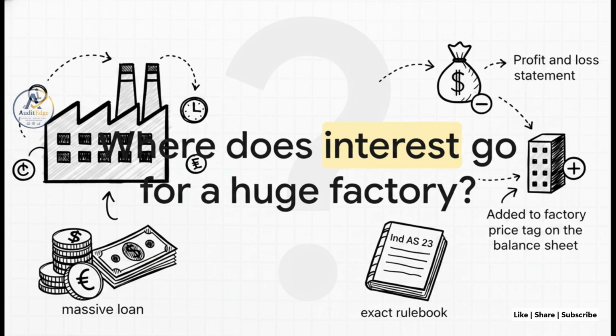Let's kick things off with a very practical scenario, shall we? Imagine a company takes out a massive loan to build a multi-million rupee factory. Naturally, they're going to have to pay substantial interest on that loan while the construction is ongoing. Here is the big question. Does that massive interest expense immediately eat into their yearly profits on the profit and loss statement, or does it actually get added to the final price tag of the factory itself over on the balance sheet? Well, IND AS 23 gives us the exact rulebook to answer that.